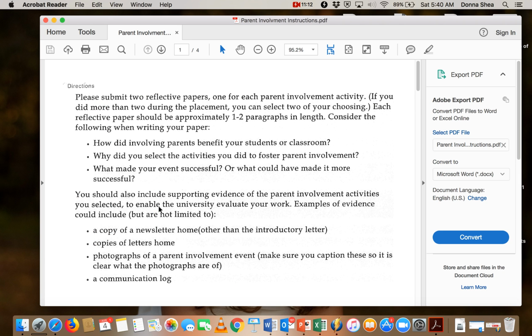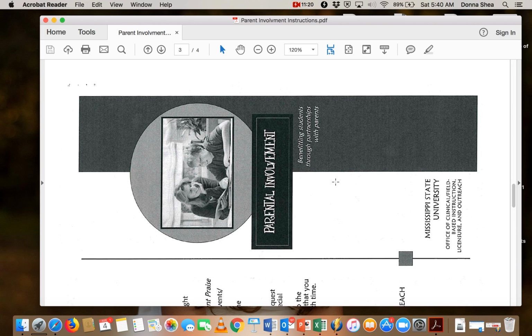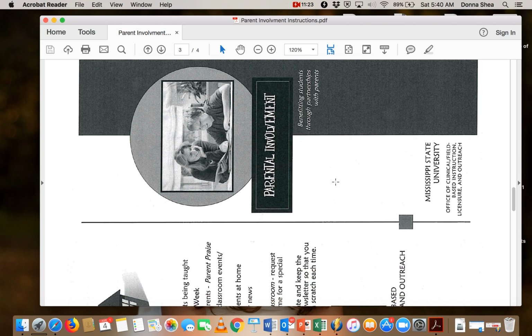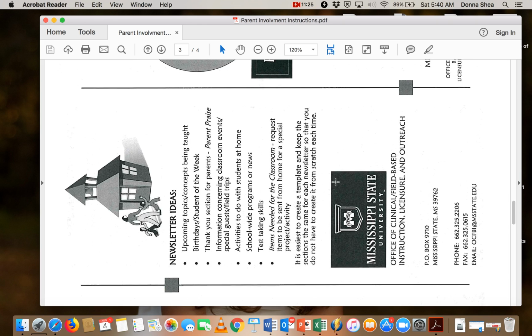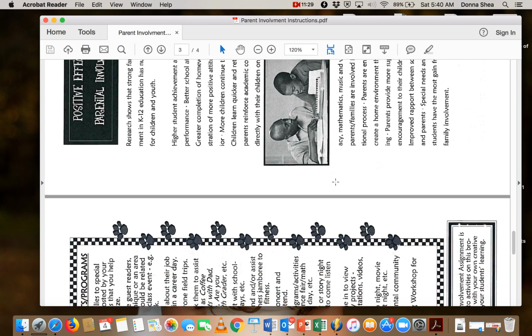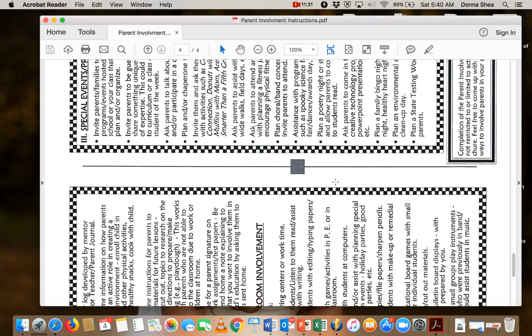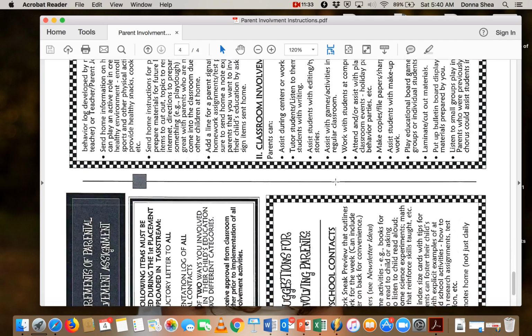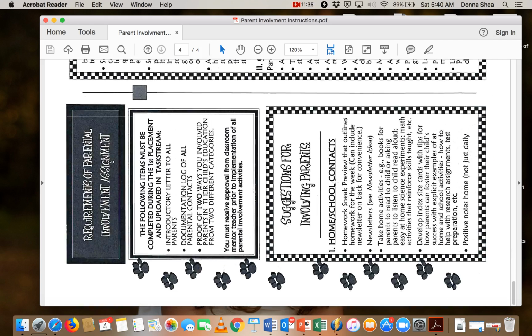Here are the instructions. Basically, for the parent involvement activity, you're going to come up with some ways that you involve parents and their child or family members. It can be a guardian or family members within that child's education. So these are just some examples of things that you can do.